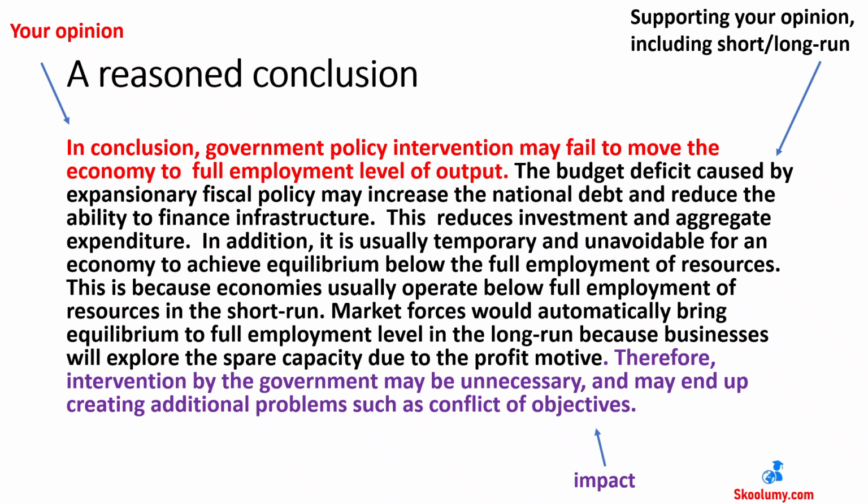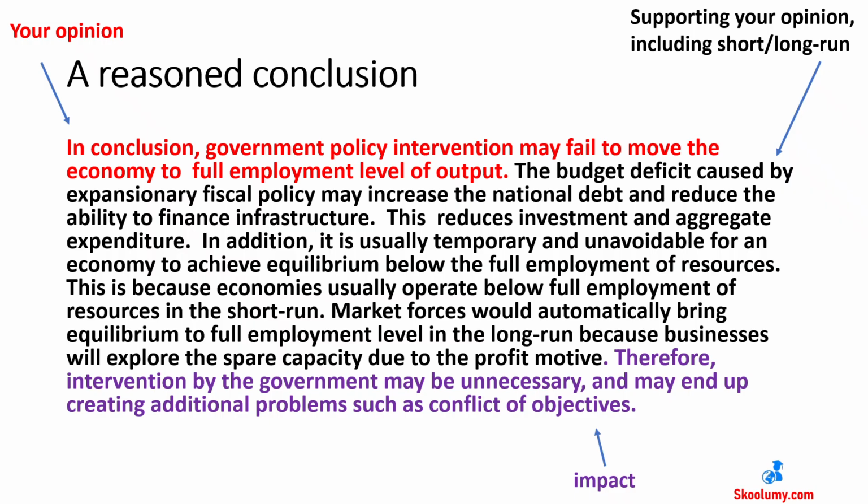The last paragraph is a reasoned conclusion. State your opinion. Support it with another point. Do not forget, it depends on the short run and long run. Also, state the impact. This is the conclusion. In conclusion, government policy intervention may fail to move the economy to full employment level of output. The budget deficit caused by expansionary fiscal policy may increase the national debt and reduce the ability to finance infrastructure. This reduces investment and aggregate expenditure.